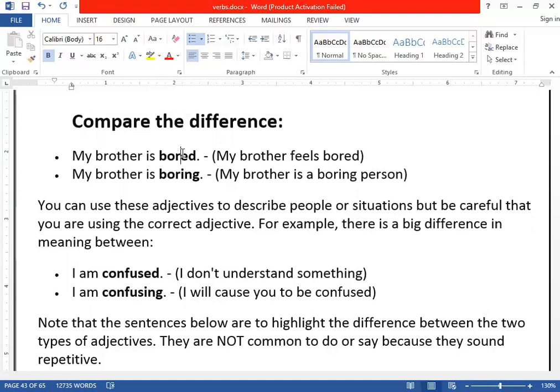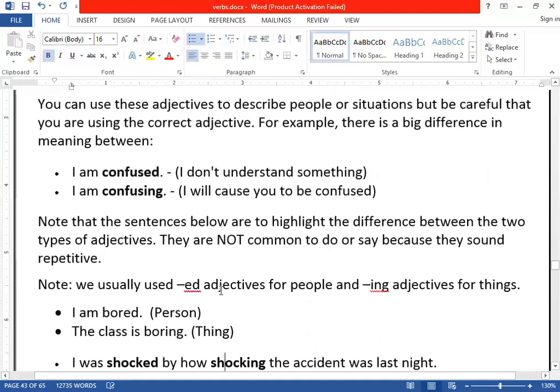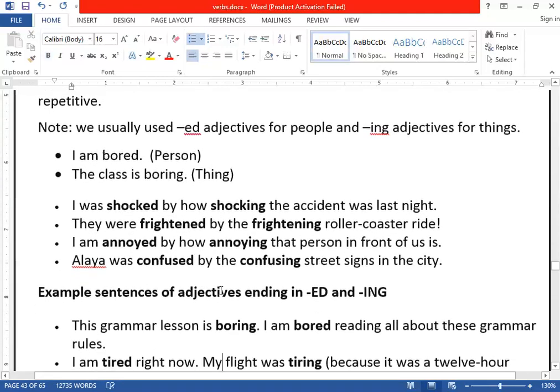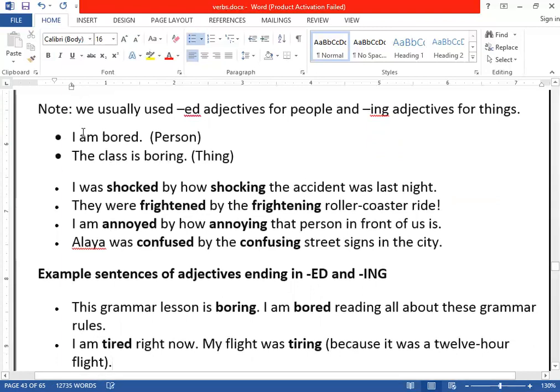Look here, I'm confused. It means I don't understand something. But if you say I'm confusing, it means I will cause you to be confused. The same thing: for a person we use the past participle, like bored, but for things we use boring. Clear? For a person we use the past participle, and for things we use the present participle.